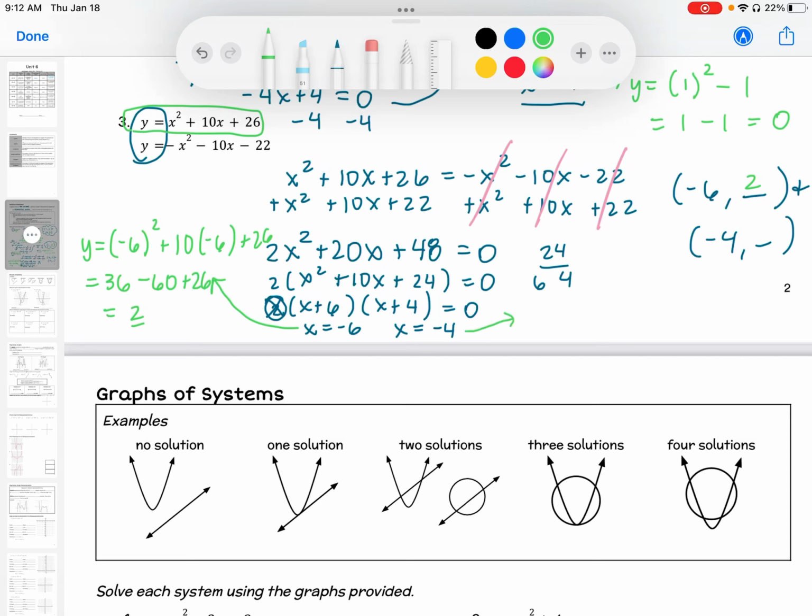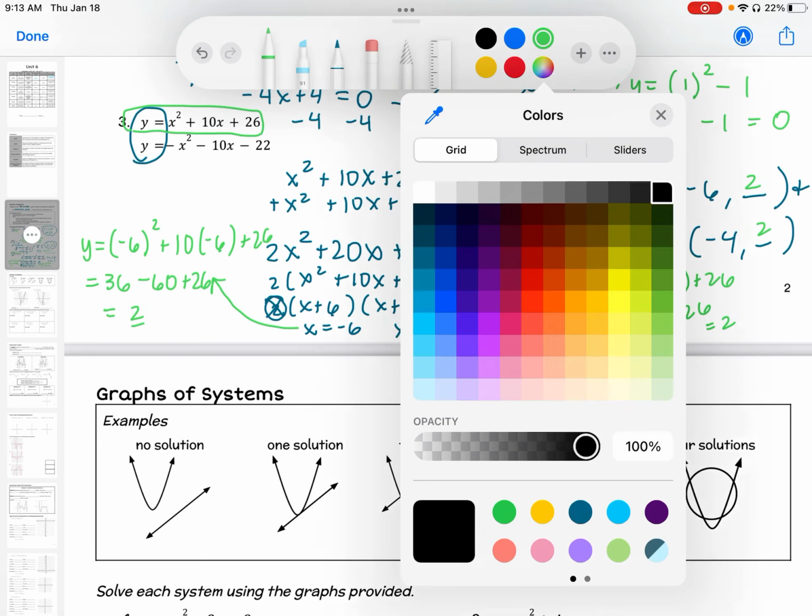All right, let's do negative 4 now. So we're going to plug negative 4 in the same way we did before. So negative 4 squared plus 10 times negative 4 plus 26. And don't forget to put parentheses, especially here, because if you square it without parentheses, it'll give you a negative, which will give you the wrong answer. So we'd have positive 16 minus 40 plus 26, which is also going to equal 2. So those would be our two solutions.